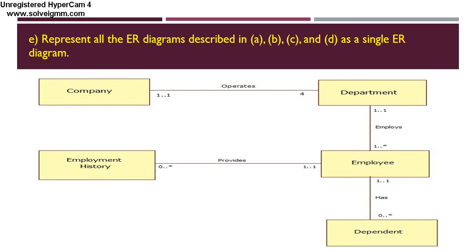Okay, this is the last question, which is to represent the ER diagrams described in A, B, C, and D as a single ER diagram. So here is company. One company will operate 4 departments, and each department will employ many employees, and each employee will provide many employment histories or zero employment history. For the dependent, each employee has zero or many dependents.